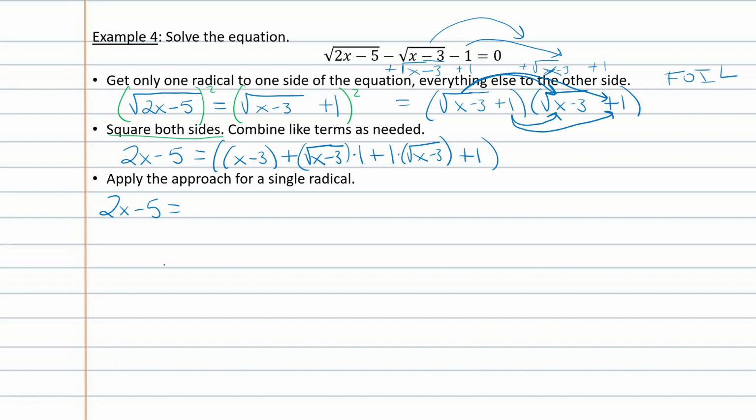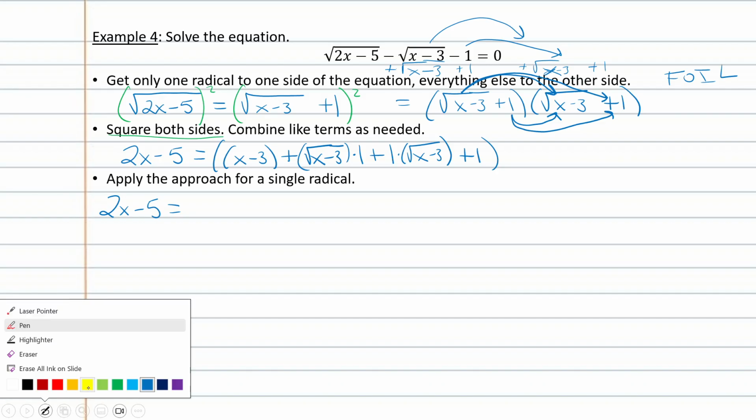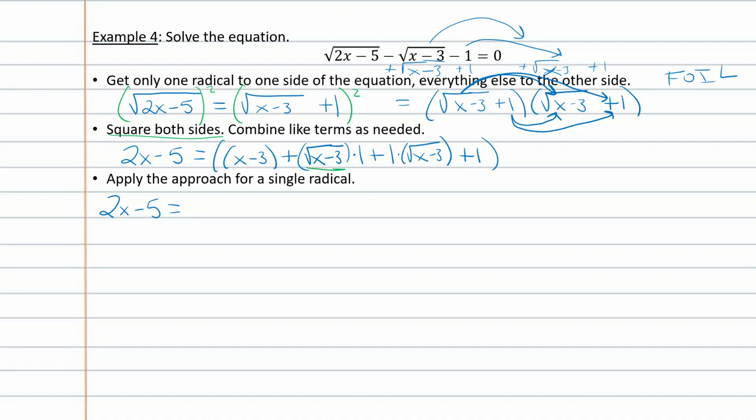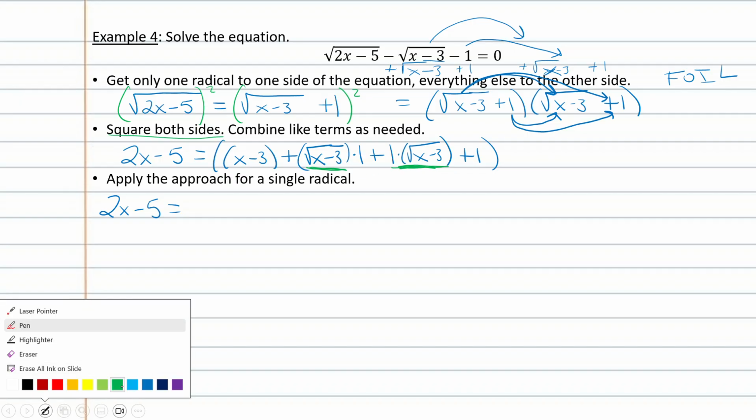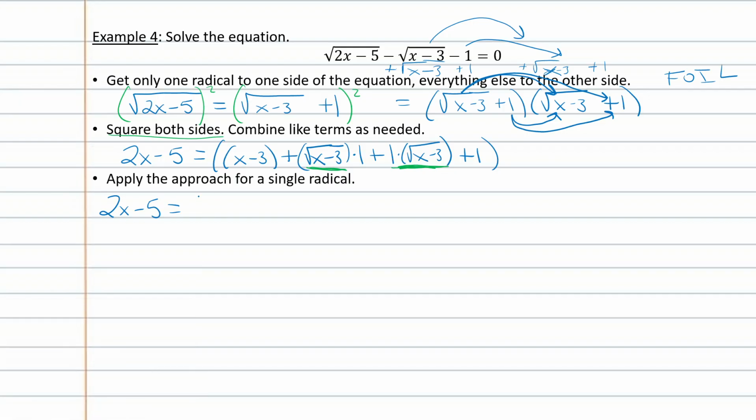Okay, the first like term that we can combine on the right hand side are these two middle terms, because the square root of x minus 3 times 1 is just the square root of x minus 3, and 1 times the square root of x minus 3 is just the square root of x minus 3. They're essentially the same term here in the middle, and we have two of them. So that middle term will simplify down to 2 square root x minus 3. Okay, and then we still have the plus 1 at the very end.